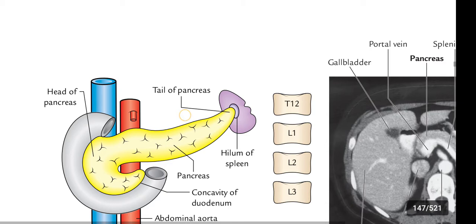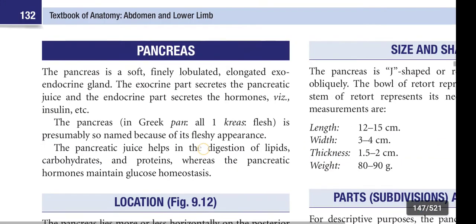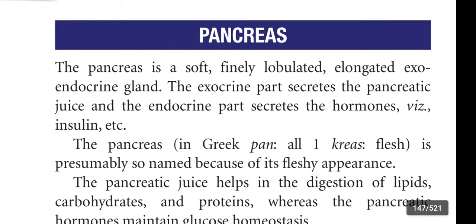In this video we are going to learn about the pancreas. The pancreas is a soft, finely lobulated, elongated exoendocrine gland. The exocrine part secretes the pancreatic juice and the endocrine part secretes hormones like insulin.